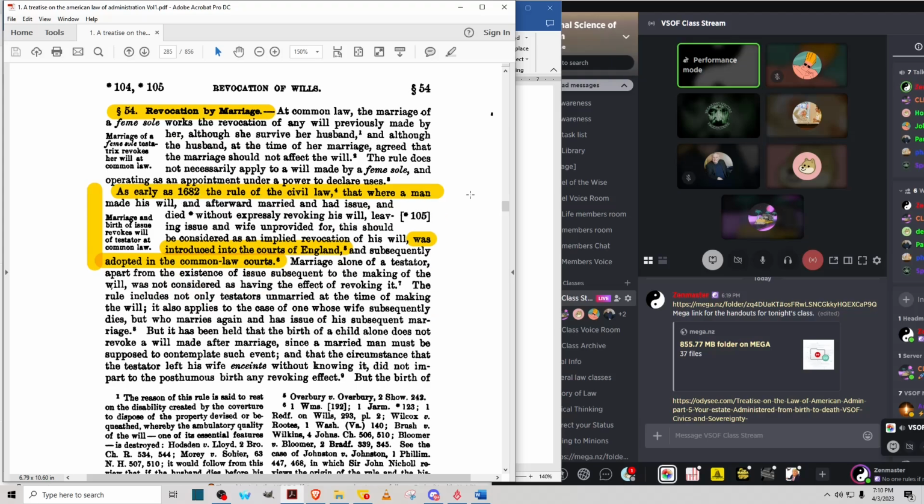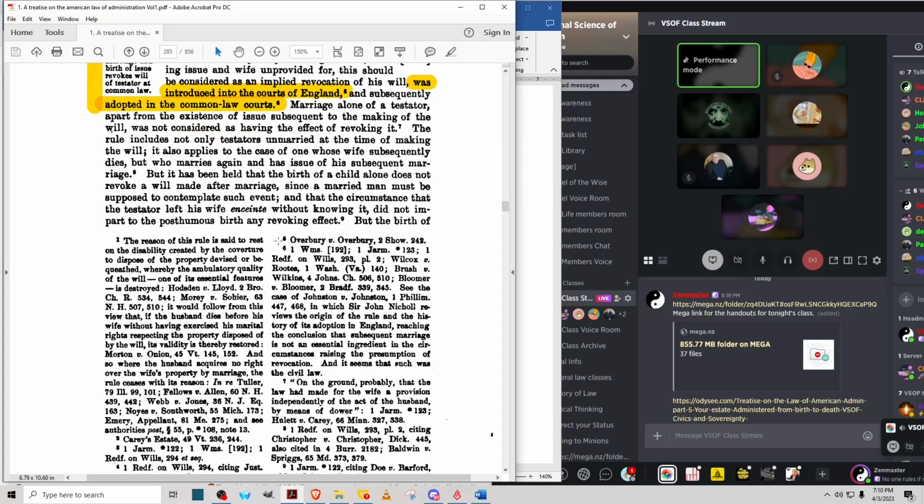So as early as 1682, the rule of the civil law that where a man made his will and afterward married and had issue, by the way, and had issue, this means had children. They refer to children as issues in the Roman civil law, which is just weird on its own, but that's what it means, okay? And died without expressly revoking his will, leaving issue, children, and wife unprovided for. This should be considered as an implied revocation of his will, was introduced to the courts of England and subsequently adopted by the common law courts.